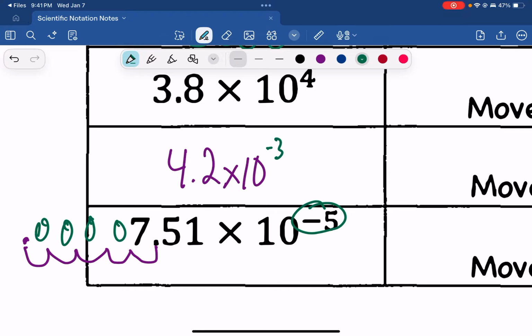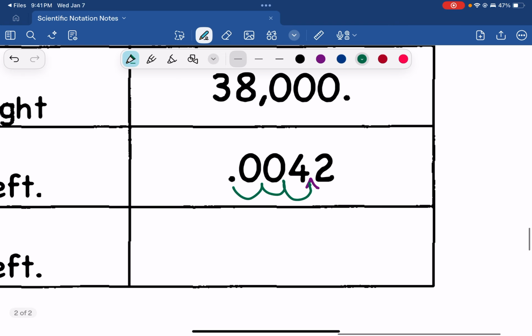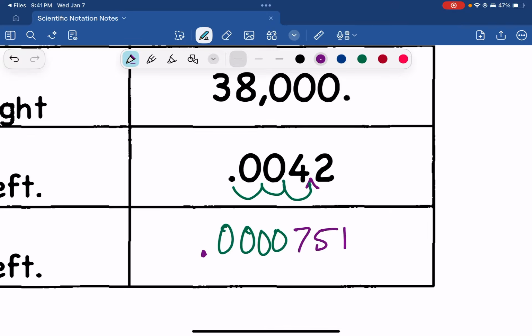So looking at what this number should look like now, we should have decimal 0.0000751. And so that's the answer we're going to write over here. We've got decimal 0.0000751.